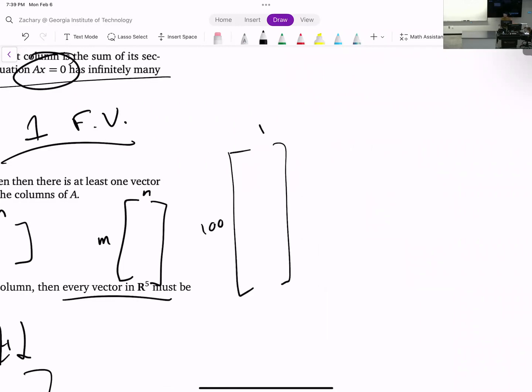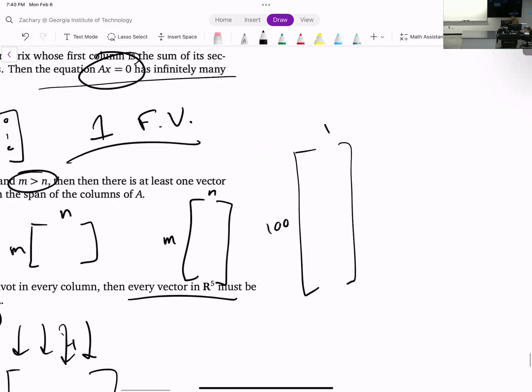Because why not? It's tall, okay? How many pivots can we have here at most? Okay, so what does the span look like? It looks like a in R 100, right? So you have a lot of places you can't go.